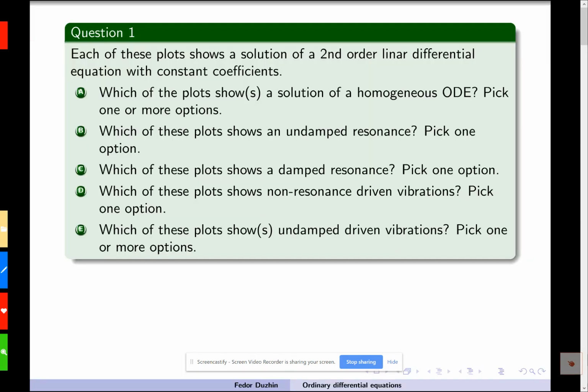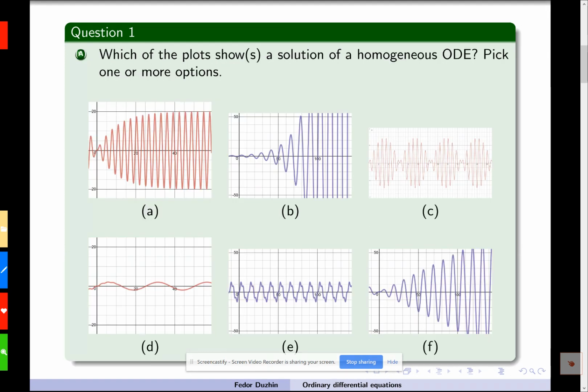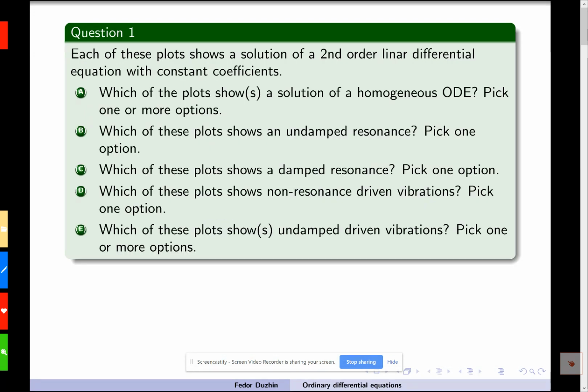Here is the first question. We are going to see several plots. And then every one of these plots shows just one solution of some differential equation. So notice that all these differential equations are going to be second order linear differential equations with constant coefficients, but maybe homogeneous, maybe non-homogeneous, right?